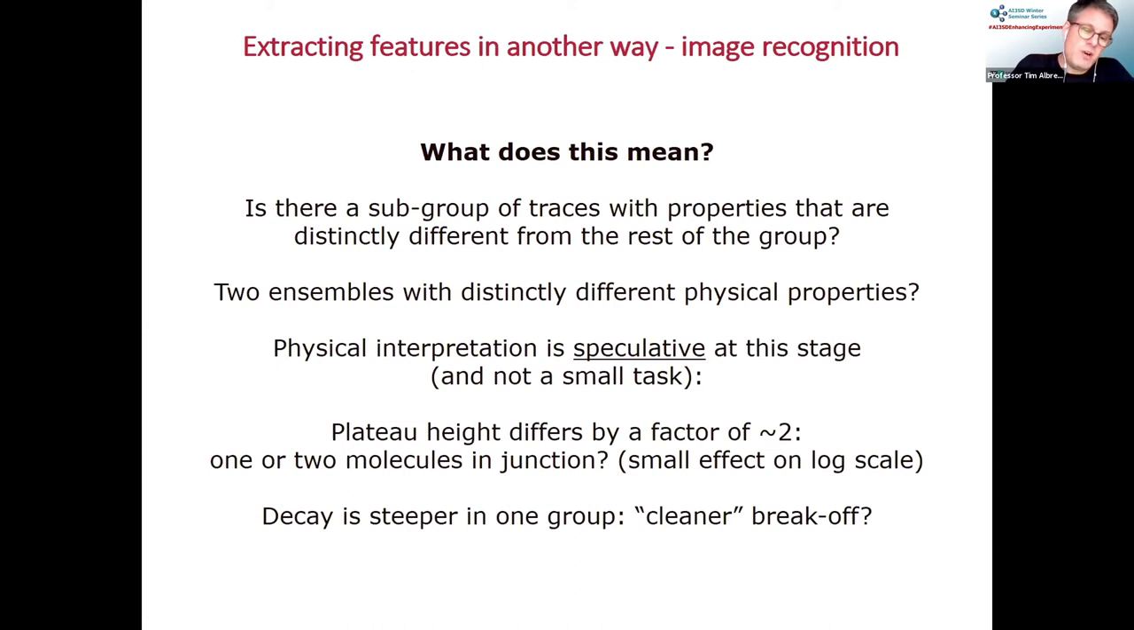But we find that the plateau height differs by approximately a factor of 2, or 0.3 in logarithmic units. And that tends to be the case if you have different numbers of molecules in the junction, 1 or 2, for example. This is a small effect on the log scale, so we want to be really careful. The decay is steeper in one group, and that tends to be the case when the drop-off is cleaner. So if there are no atomic rearrangements in the junction, but just breakage, then we tend to get steeper and cleaner break-off distances. And that could be an indication for what we're seeing.